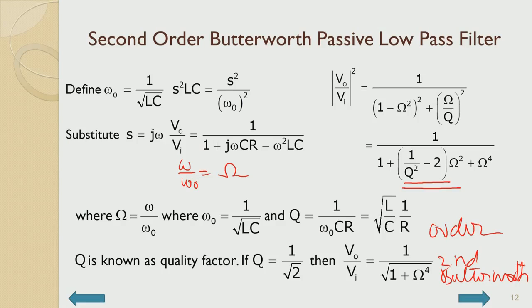So, a choice of omega naught and Q decide the function of the filter uniquely, and Q equal to 1 over root 2, its frequency response is maximally flat, flatter than corresponding to the first order. So, as you keep on increasing the order, you can make it flatter and flatter over a wider range of passband frequencies. And attenuation will be more rapid in the stop band. It is going to closely approximate the box like characteristic that we want.